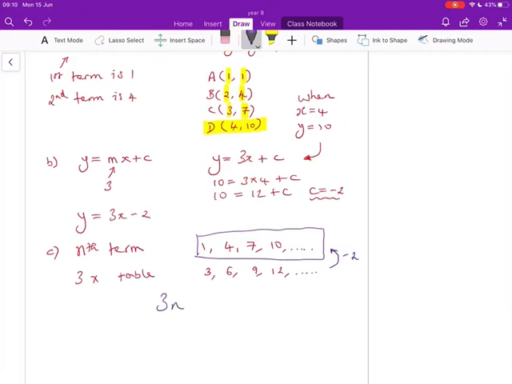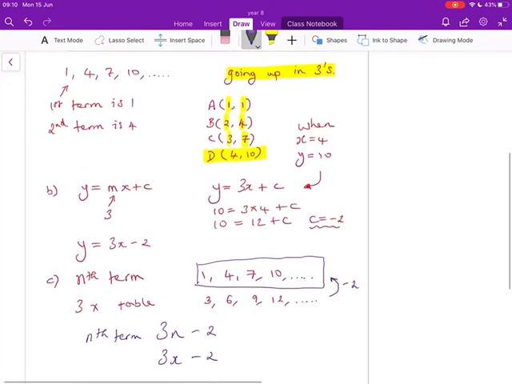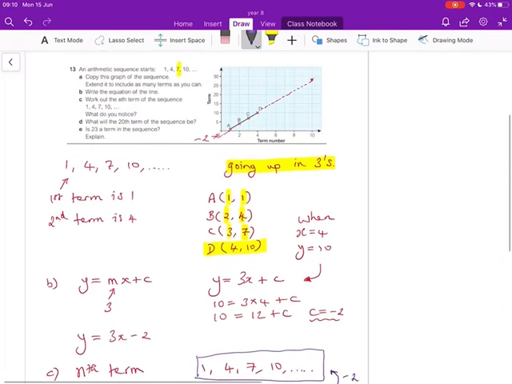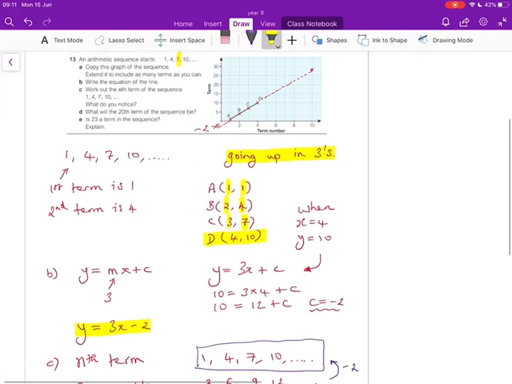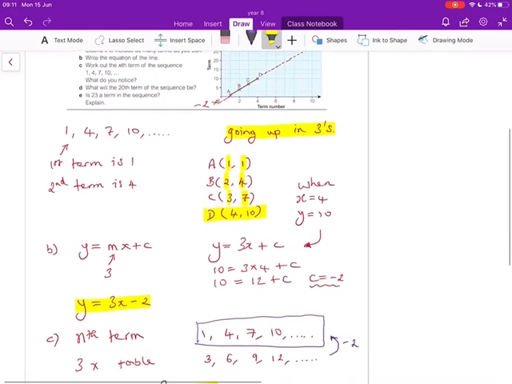So if I work out the numbers in my 3 times table and then subtract 2, that will give me my nth term. Now I chose to use the letter n there, but I could have used x instead. So that's my nth term. What do you notice? You should notice there's a link between the line and my nth term.